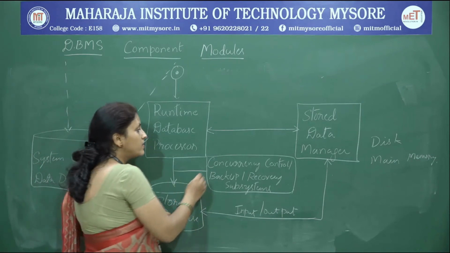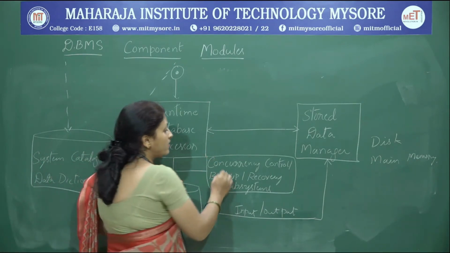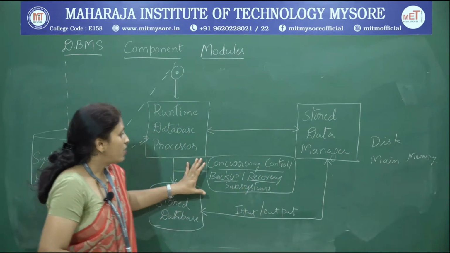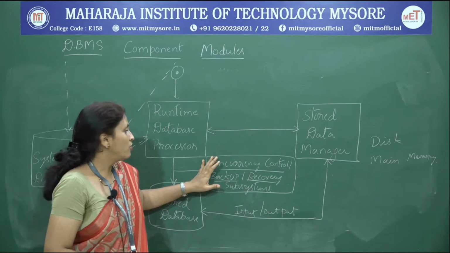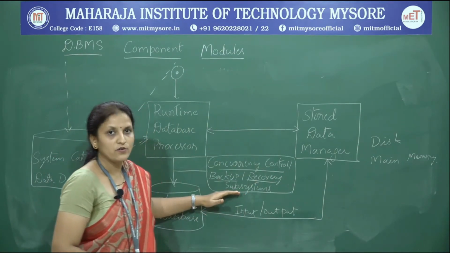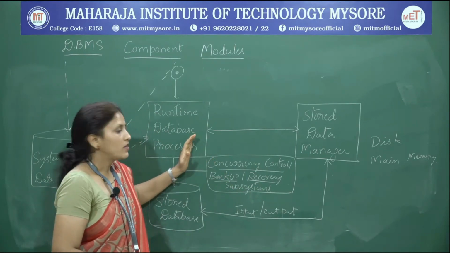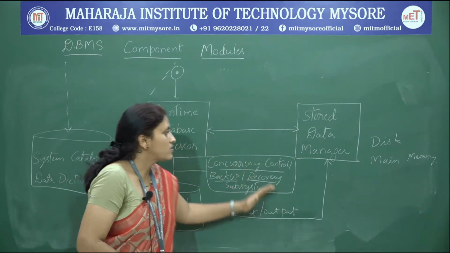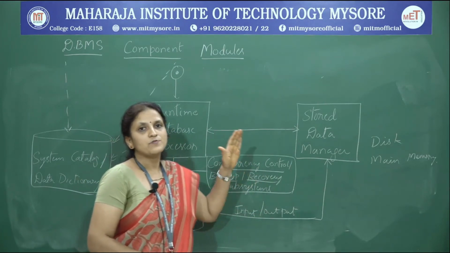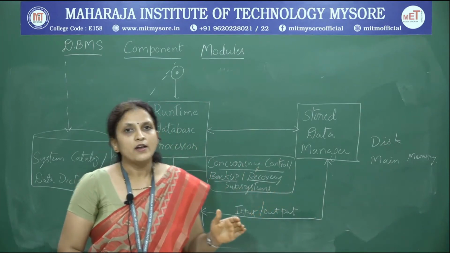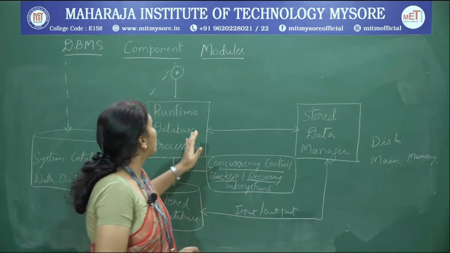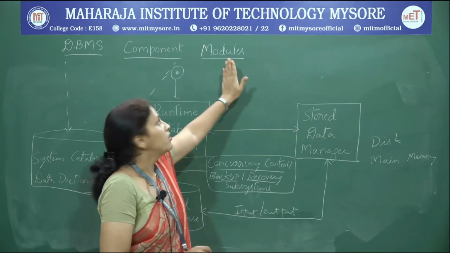Okay. Along with this, there are other functionalities like concurrency control, and backup and recovery subsystem. Here we have maintained it as a separate submodule, but the runtime database processor itself does all these things. Okay. All these things will be done together. All these submodules or subsystems are provided as different components along with the database management system in order to take care of the transactions in the database. Okay. So, this is about the database management system component modules.